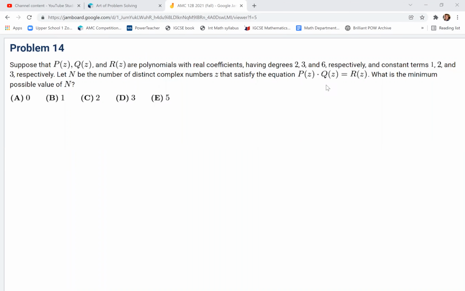Math back. AMC 12, 2021B fall. This is going to be problem number 14.